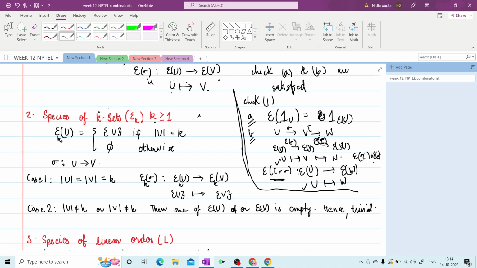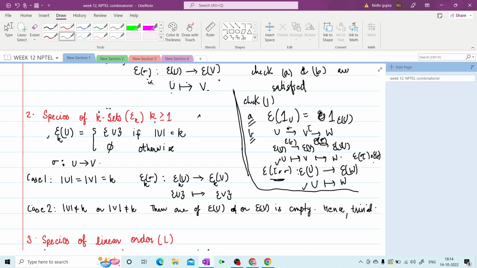So epsilon k u, what is it? As I said, it is identifying, it is like an indicator function. It is indicating which set has k elements. So epsilon k u goes to the set with the single element u if the order of u is equal to k, and if the order of u is not equal to k, epsilon k u is empty. So this is the assignment of sets.